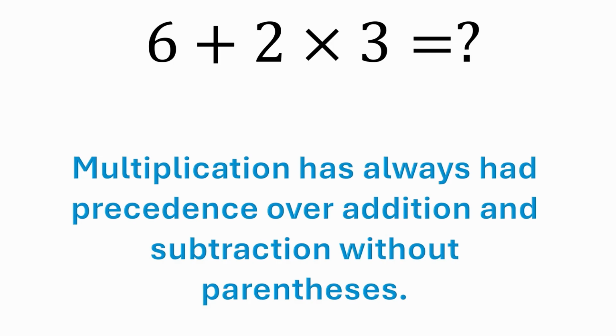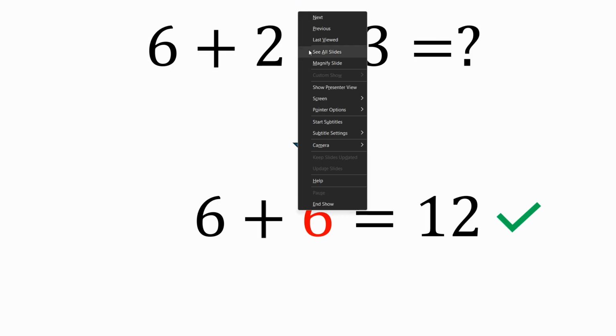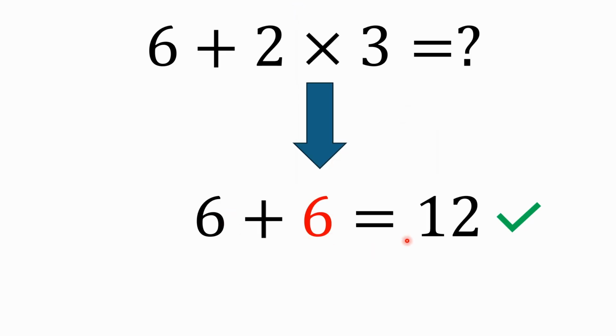All right, so hopefully most people do remember that multiplication has always had precedence over addition and subtraction without parentheses. So the first thing you do is you solve 2 times 3, which is 6. Then we're left with the addition, which is 6 plus 6 equals 12. Pretty simple.